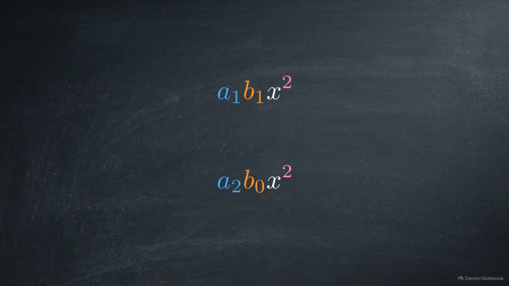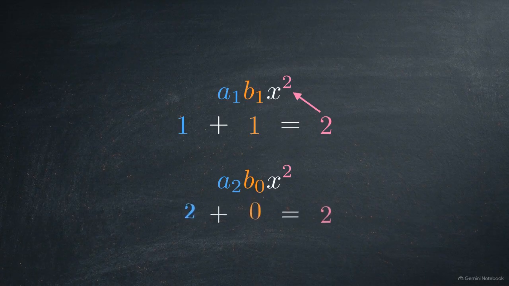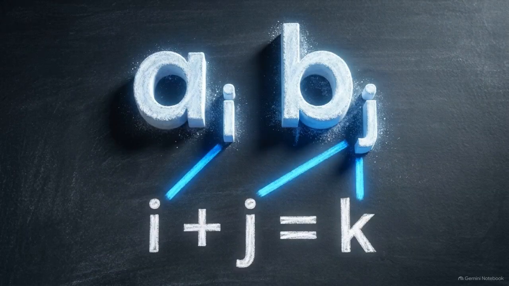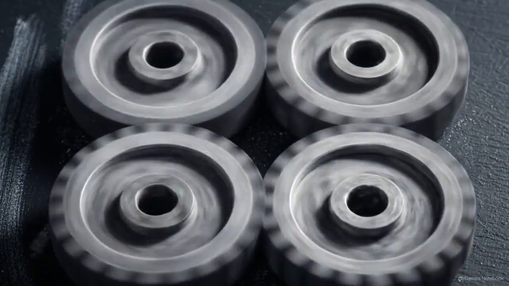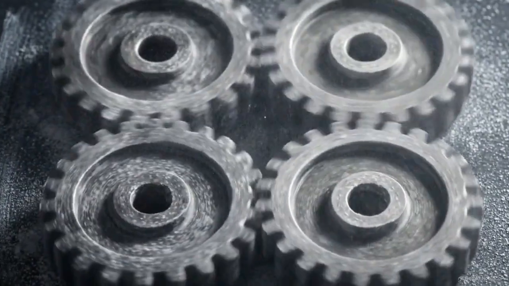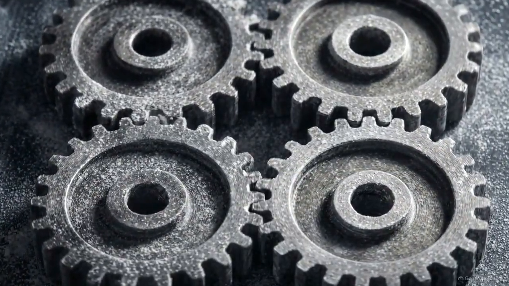We see the same result with the x squared term, which is composed of two combined cross terms, a1b1 and a2b0. The indices follow the same logic. 1 plus 1 is 2. 2 plus 0 is also 2. To find the coefficient of any exponent k, the subscript indices of the multiplying terms must sum exactly to k. This algebraic expansion operates as a strictly regulated mechanical tracking system that is dictated by the fundamental laws of exponents.